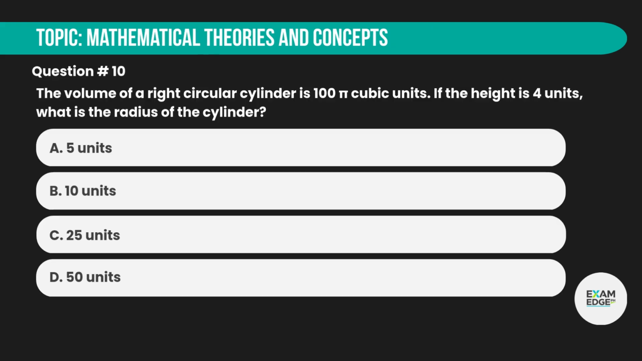Question number 10. The volume of a right circular cylinder is 100 pi cubic units. If the height is 4 units, what is the radius of the cylinder? A. 5 units. B. 10 units. C. 25 units. D. 50 units. Correct answer. A. 5 units.